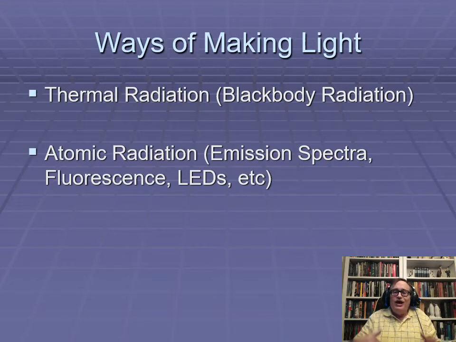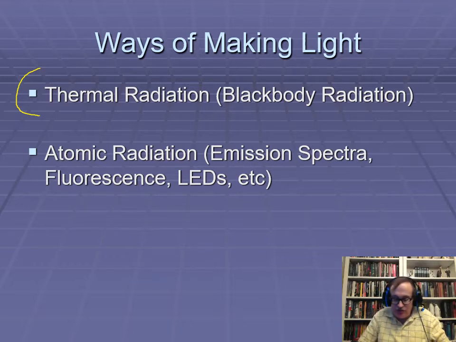So there's different ways of making light. One way of making light, pretty straightforward, and the first thing we'll be talking about in our next lecture is what we call thermal radiation. Thermal radiation is basically, as the name sounds like, it has to do with heat.